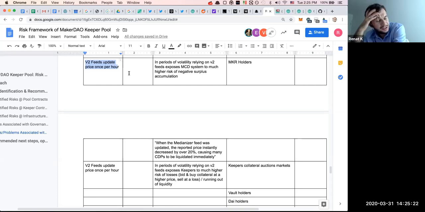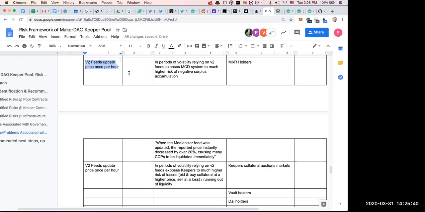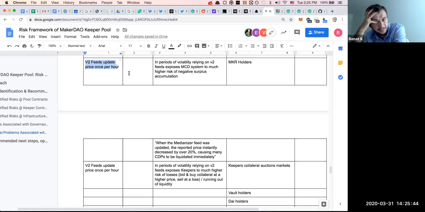Okay, and is 1 hour how often the price feeds report, or is 1 hour an arbitrary number that basically allows time for people to invoke the CAT, or is it the amount of time between invocation and the start of the auction? What is this 1 hour delay about?